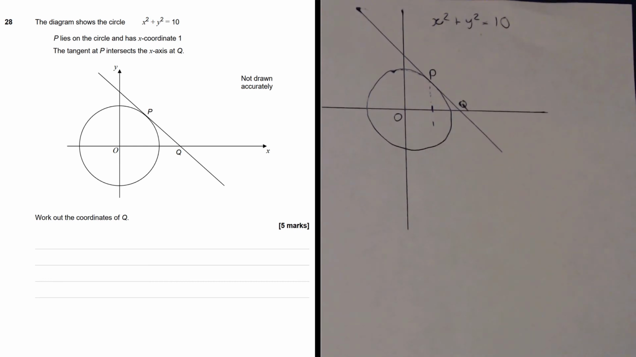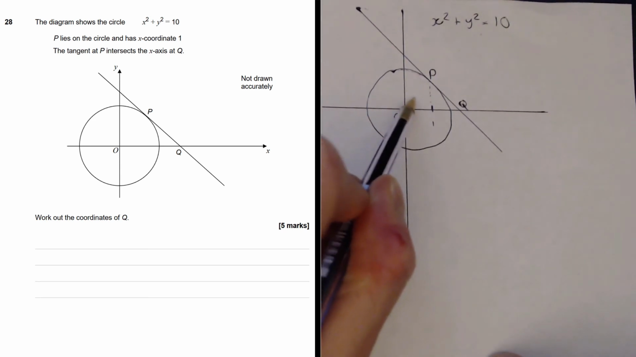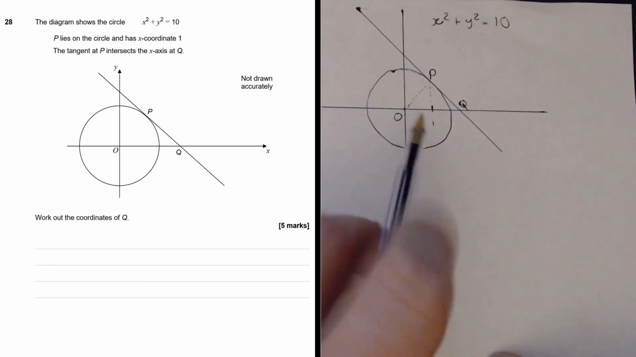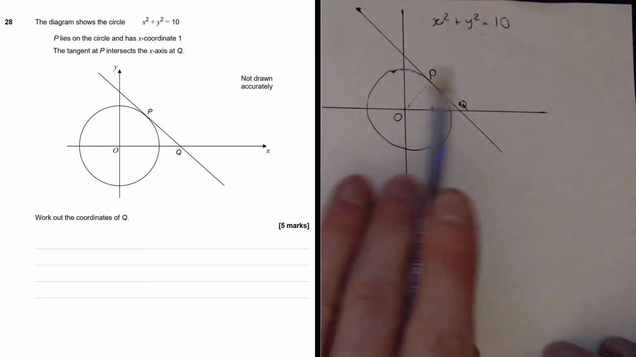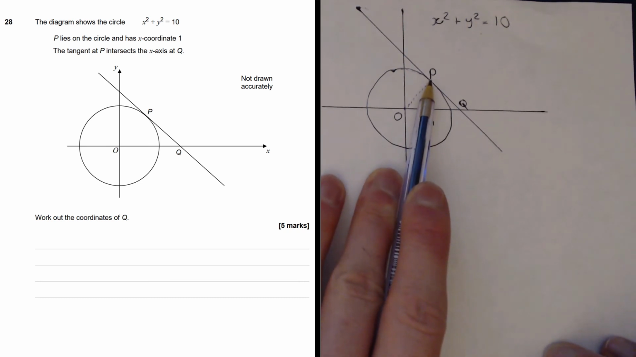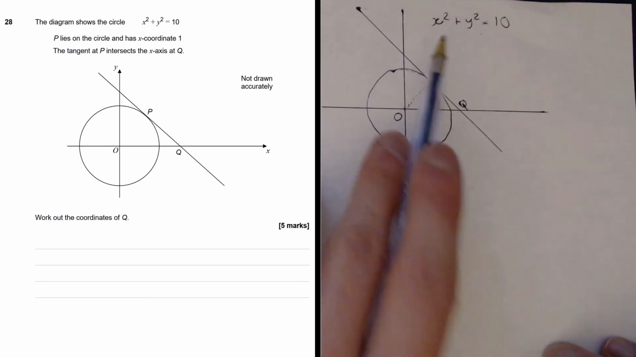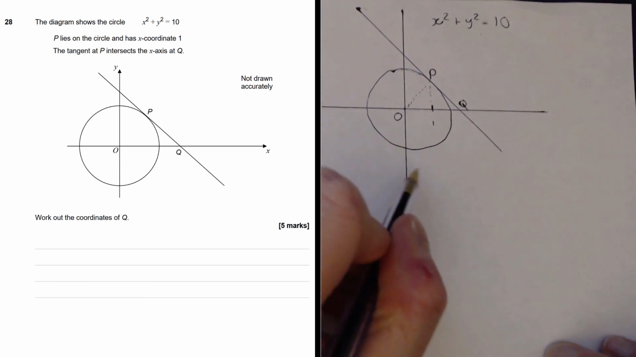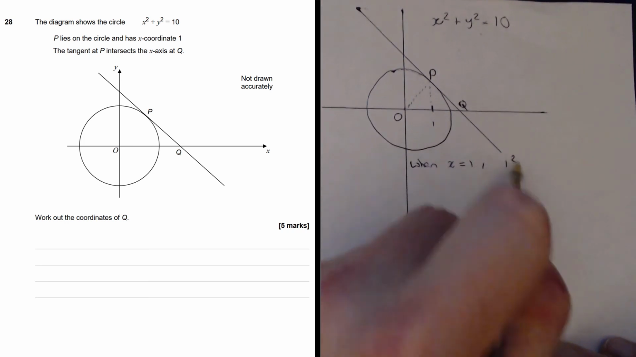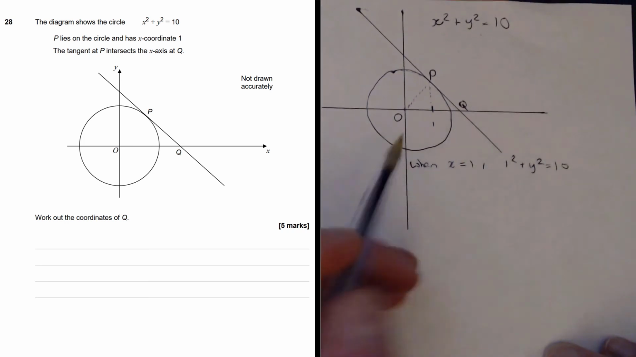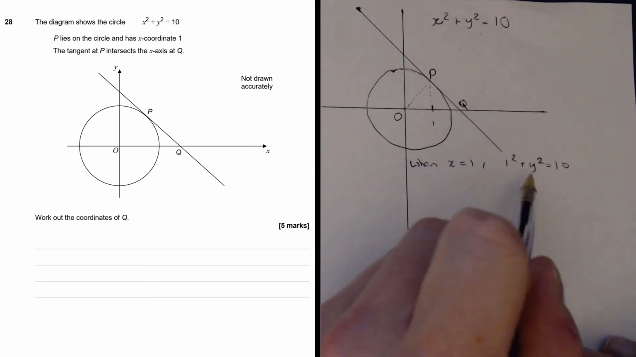How can we do that? Well, the first thing I would do is consider this dotted straight line here. So that straight line that goes from the origin to the point P. And why would I do that? Well, we know point P lies both on the line and the circle, but we have an equation for the circle and we know what the x-coordinate is. So we know that when x equals 1, 1 squared plus y squared equals 10, and that's at the point P. Yeah? So let's rearrange that.